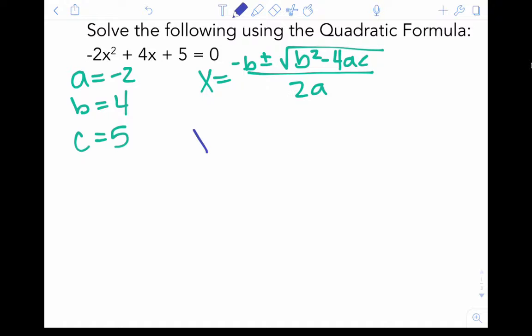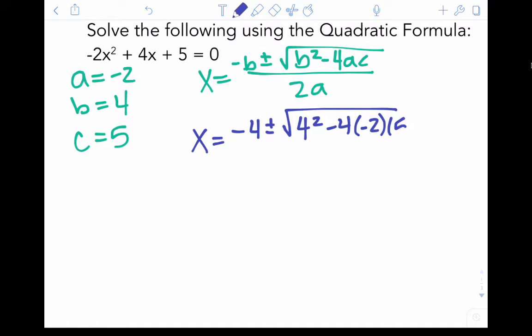So I'm rewriting this whole thing, but I'm going to have x equals negative 4 plus or minus the square root of 4 squared minus 4 times negative 2 times 5, all over 2 times negative 2. So now our big task is to simplify this as much as possible.